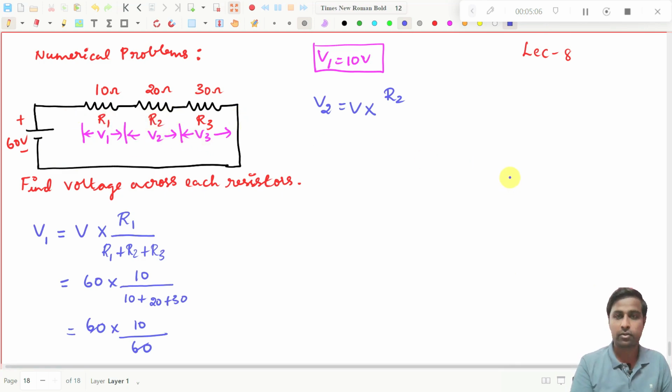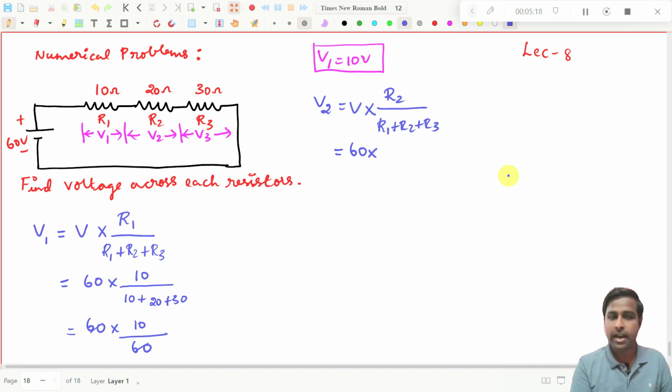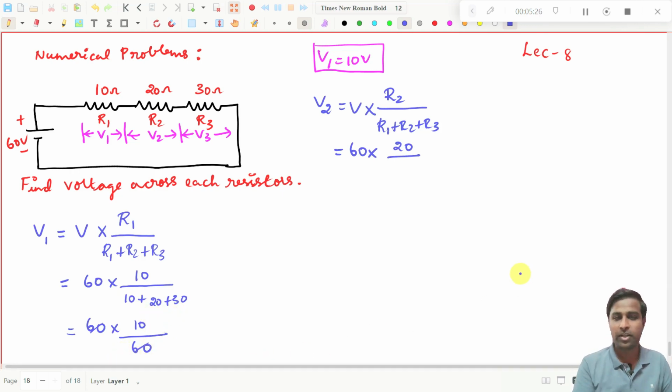That's all. So what you will get? R2 divided by R1 plus R2 plus R3. And this we know now. What is this one? This is 60 that we know, and this is 20 divided by what is this value? What is this total value? That is 60. That is 60. So you directly put here. So what you will get?